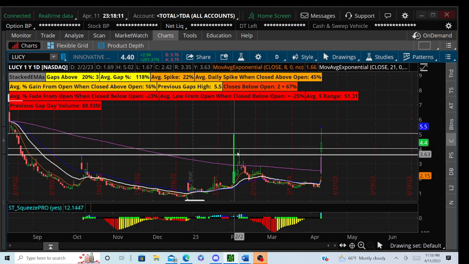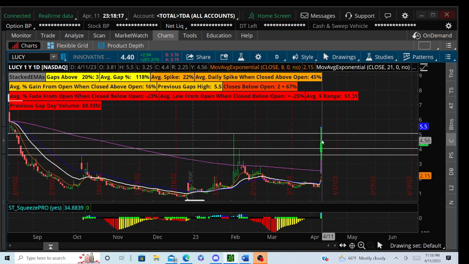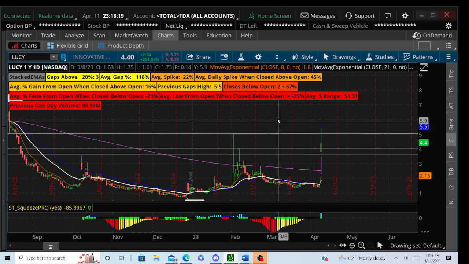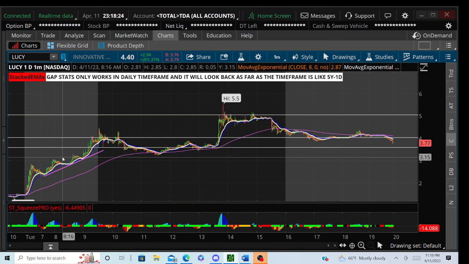This daily candle is telling you it opens and then it spikes. It opens and then it spikes. And I try not to feed FOMO. So anyway, we're back to the chart.